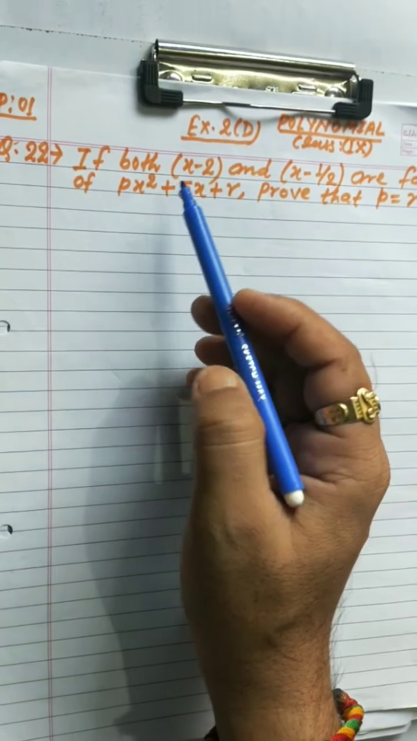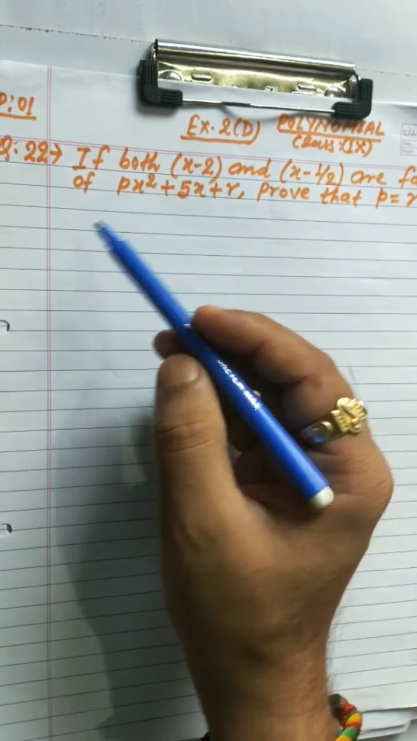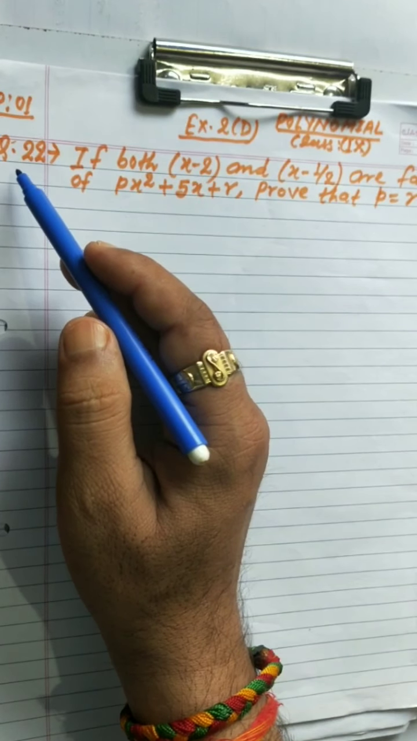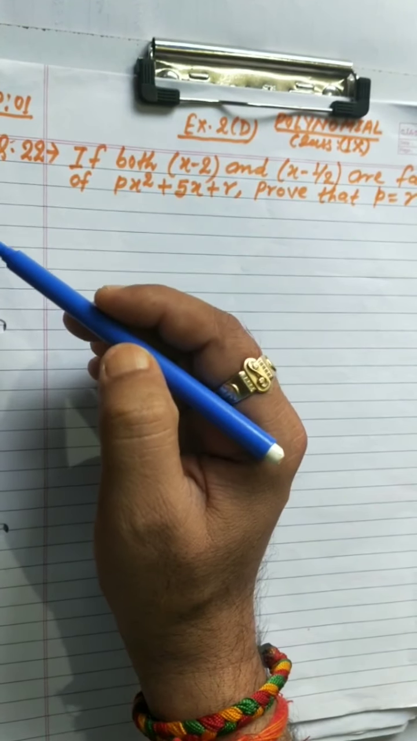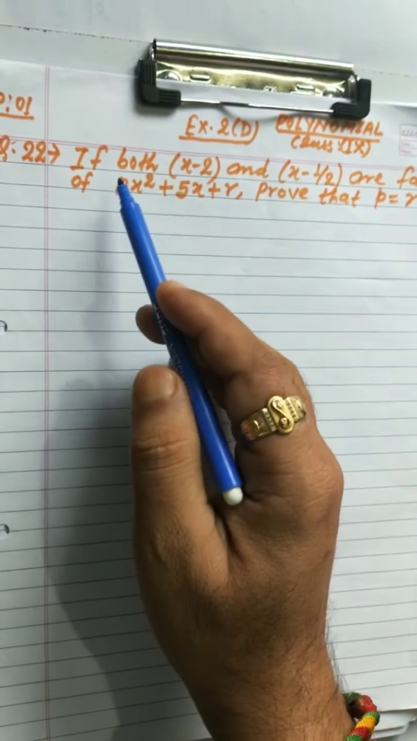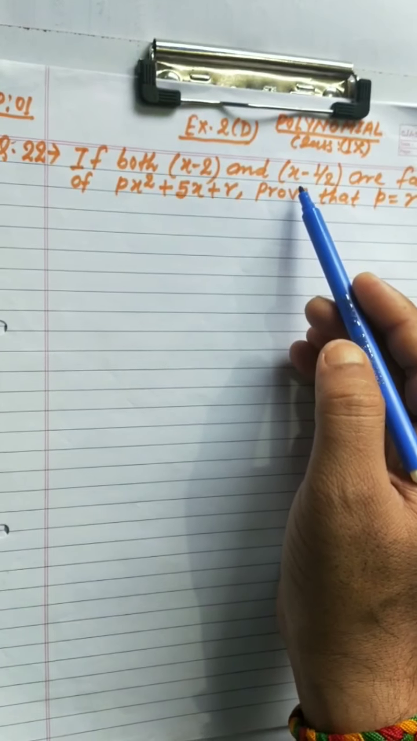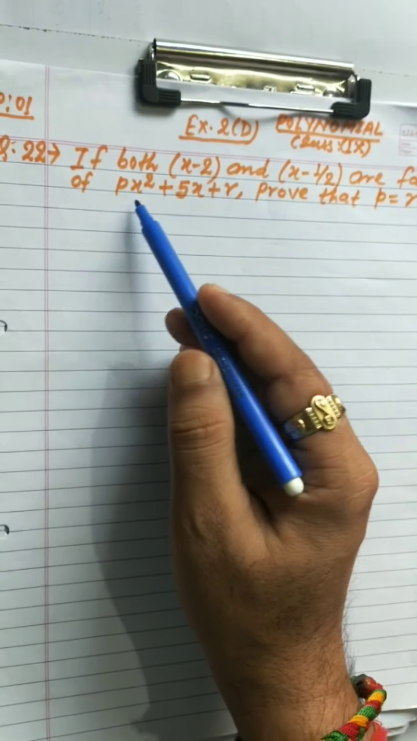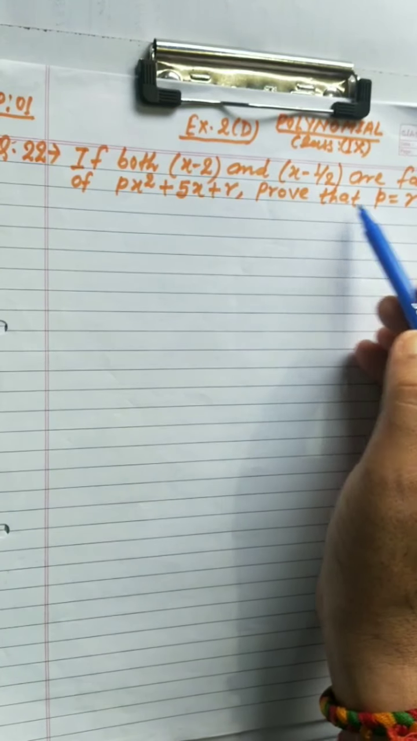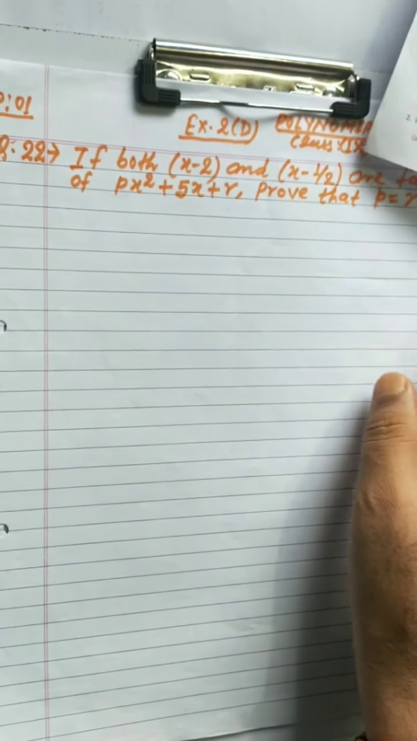Let us see the next question of your exercise 2D, and we are going to discuss question number 22 of your exercise 2D. So the question is: given that if both x minus 2 and x minus 1 by 2 are factors of px square plus 5x plus r, then you have to prove that p is equal to r. So let us prove it.